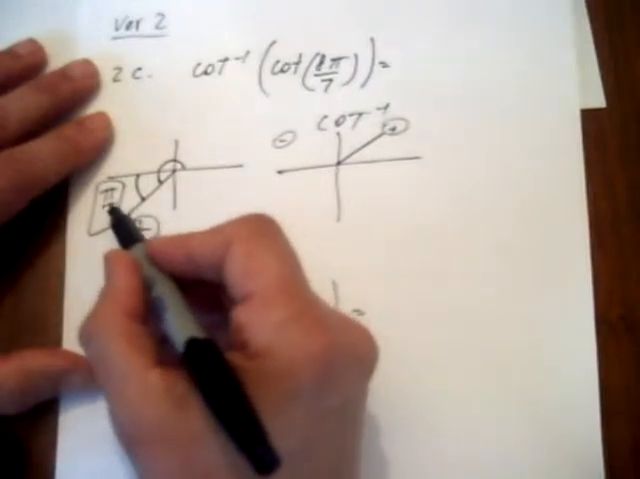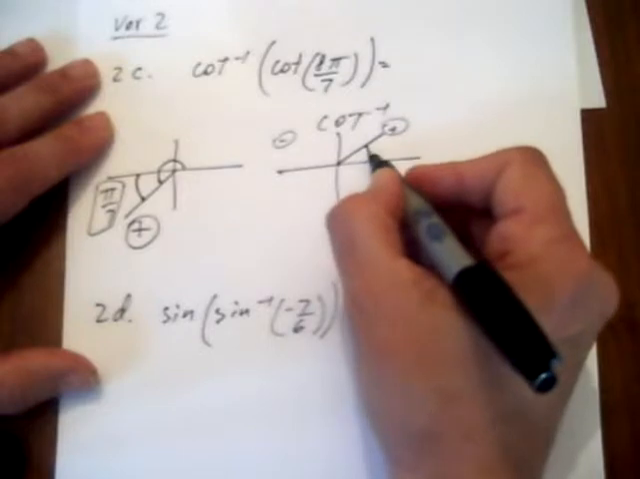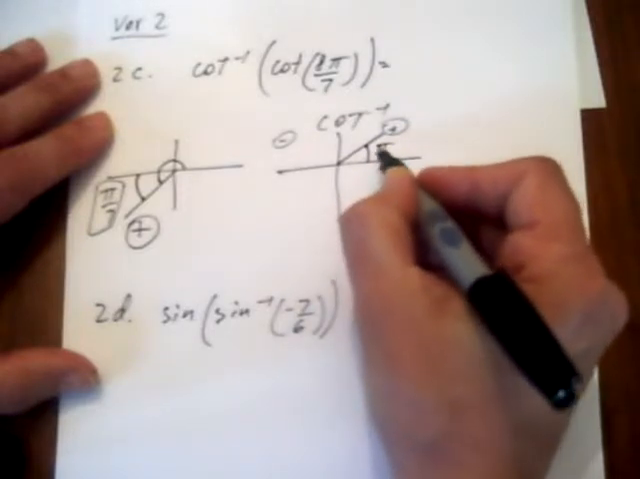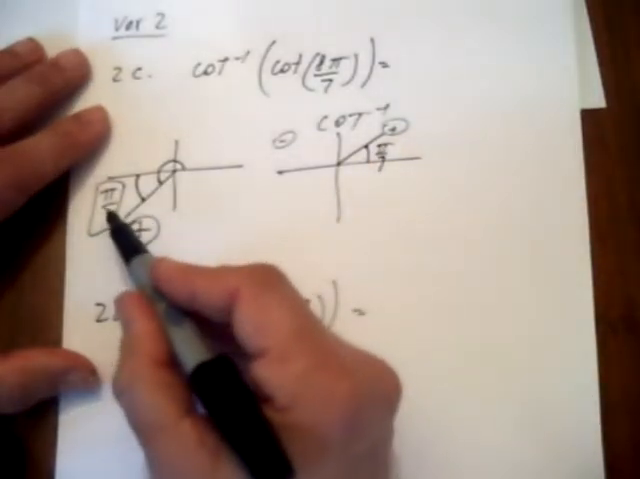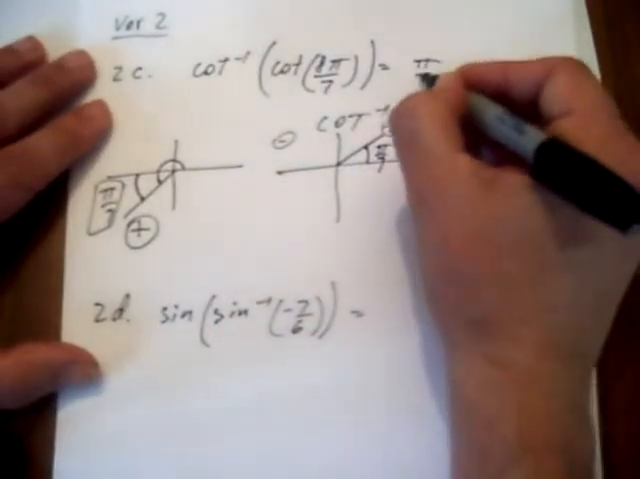We're looking for what angle in the first quadrant will produce positive results. Well, we're looking at pi over 7. That's the angle. We're placing this reference angle in the first quadrant. So pi over 7 is the answer to this question.